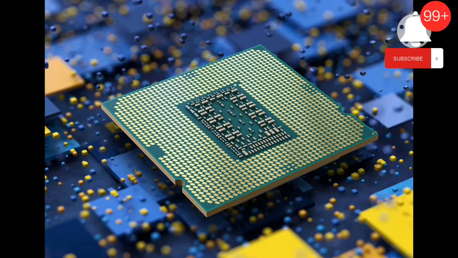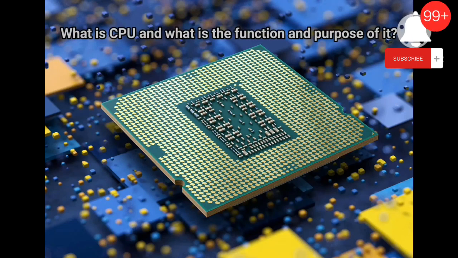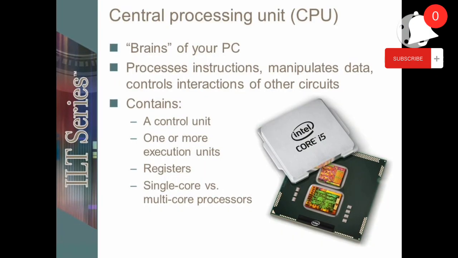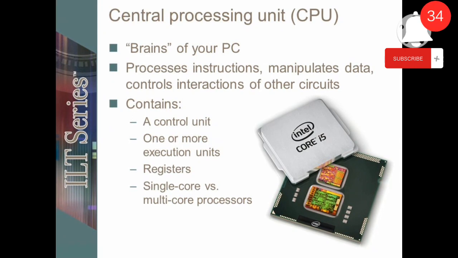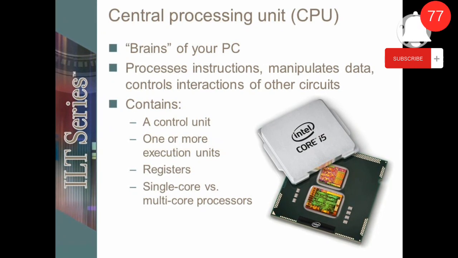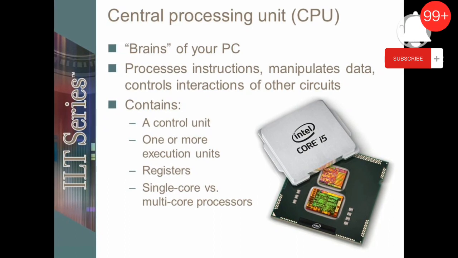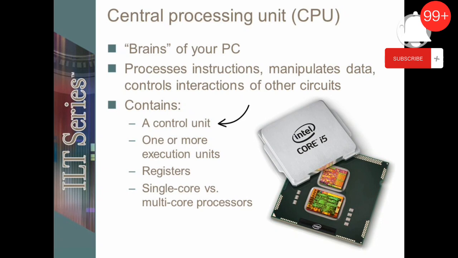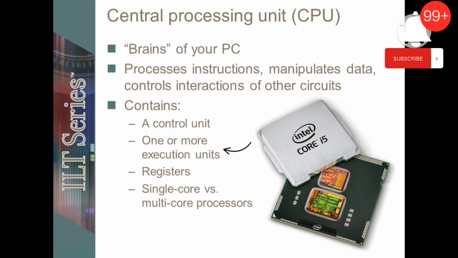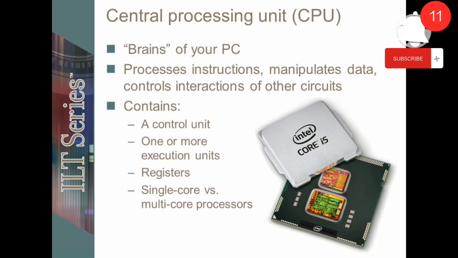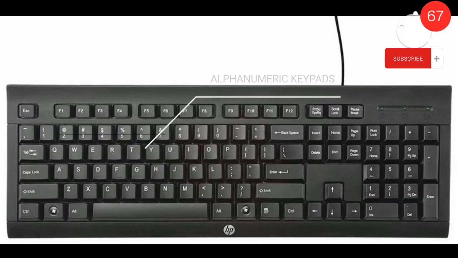First, you have the CPU. But what is the function and purpose of the CPU? The Central Processing Unit is known as the brains of our personal computer. It parses instructions, manipulates data, controls interaction of other circuits, and it also contains a control unit, one or more execution units, registers, and single versus multi-core processors.